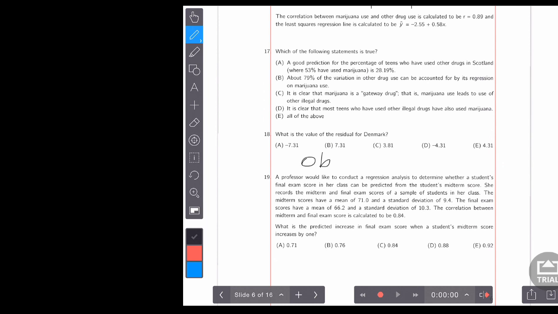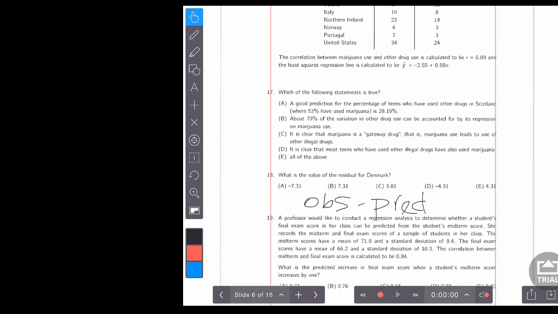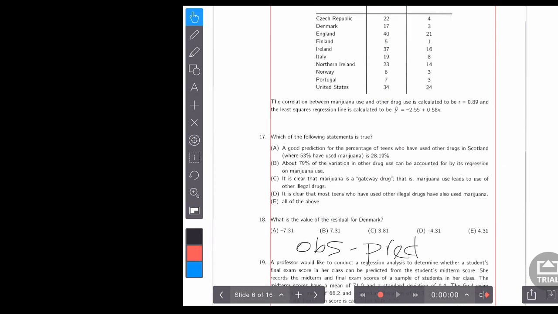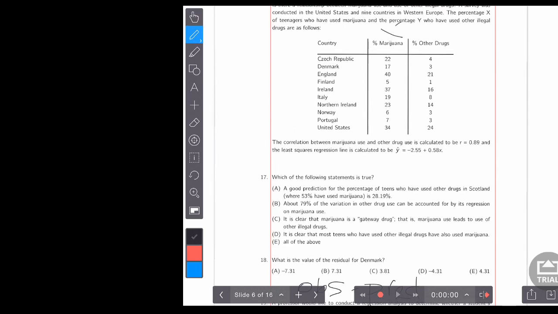So observed minus predicted. What's the observed for Denmark? You have to go back up and look. You can only calculate a residual for the observed values. You notice Scotland wasn't there. That's why we had this discussion about having to plug it in and find the predicted for Scotland. But to calculate a residual, the observation has to be there. Denmark is there. Denmark is 17. That's the x. Remembering this is always x, y. I always put those labels in to avoid confusion.